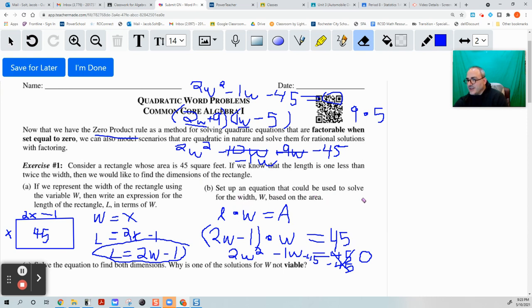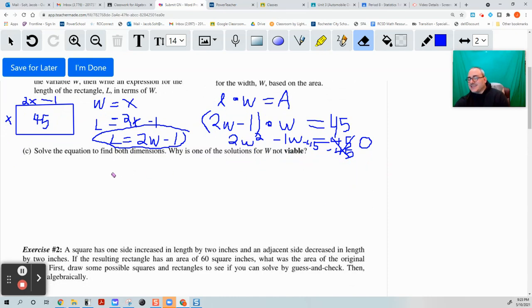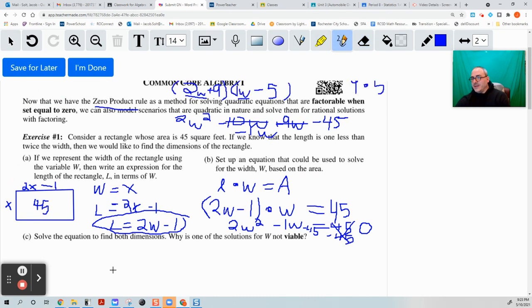It's to set up an equation that could be used to solve for the width based on the area. We actually have the equation right there. It could work. This is an equation that could be used. Does it tell us to solve? It gave me space to do all this down here. Solve to find both dimensions. Oh my gosh. Here I am trying to do everything all at once.